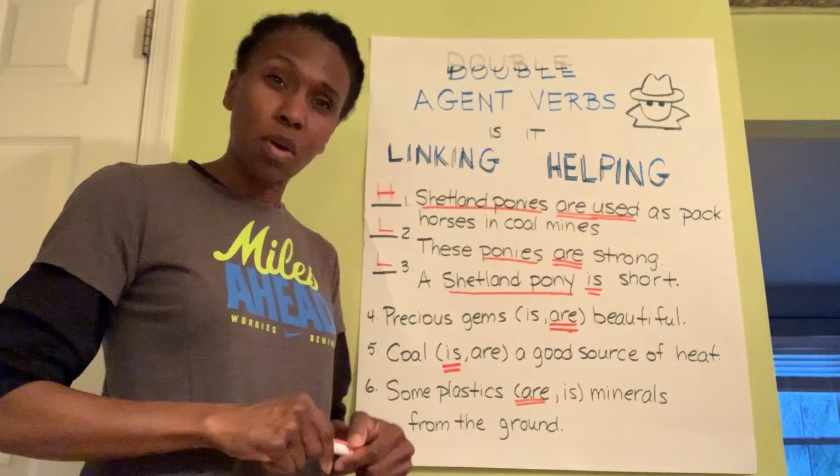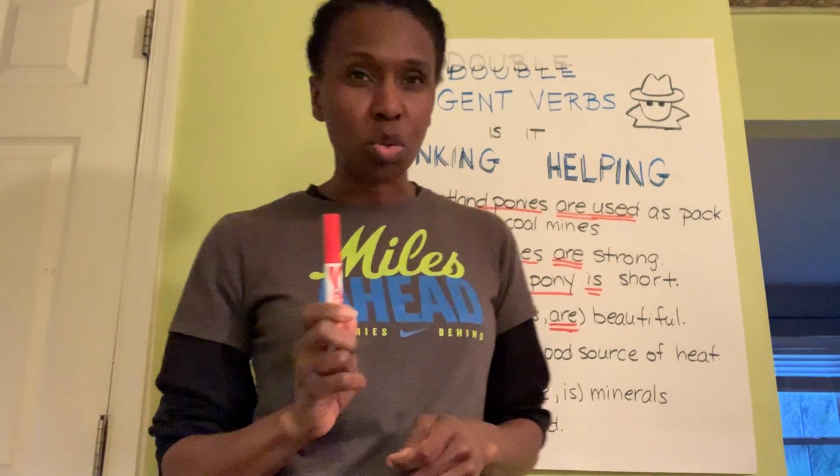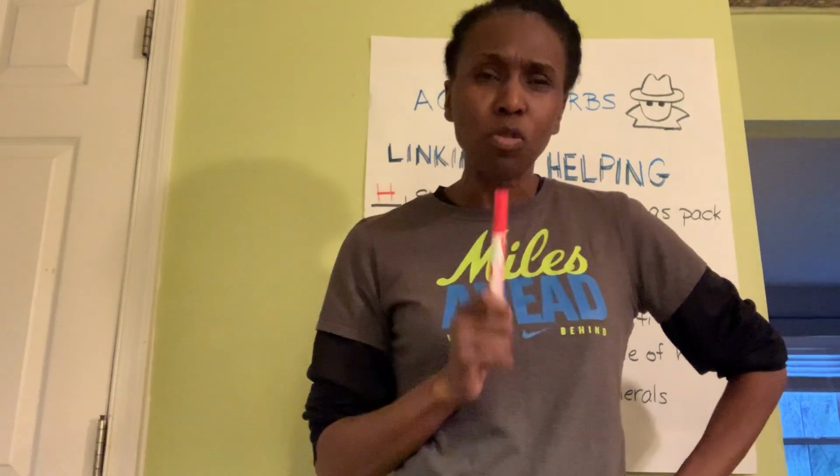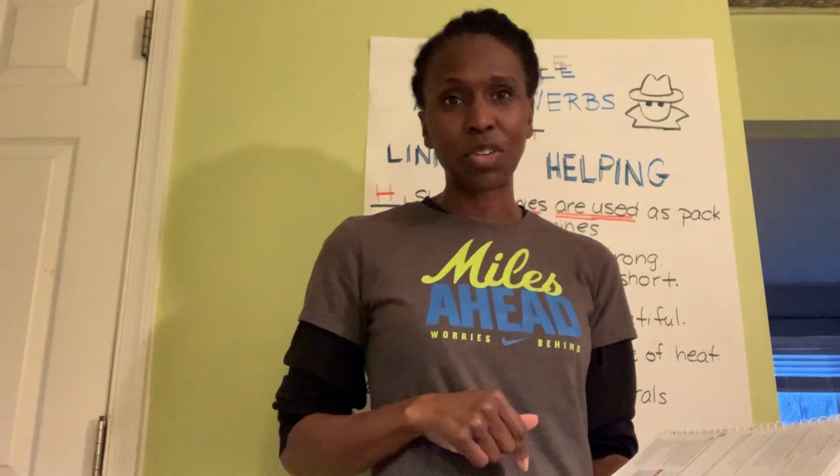All right, so now it's time for you to catch those double agents, nab them, and call them for who they are. What you've been assigned to do is to go ahead and complete page 192, numbers 1 through 9, and then you're going to check your work with the screenshot that's in your lesson, okay? All right, nab them. See you later.